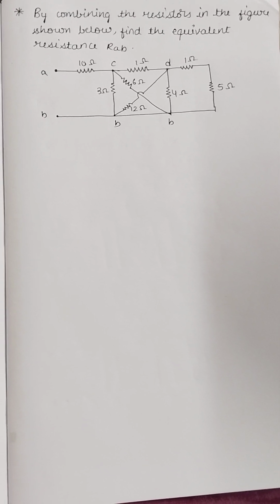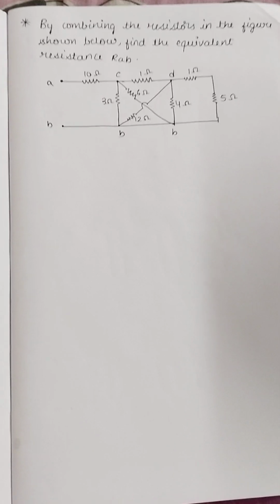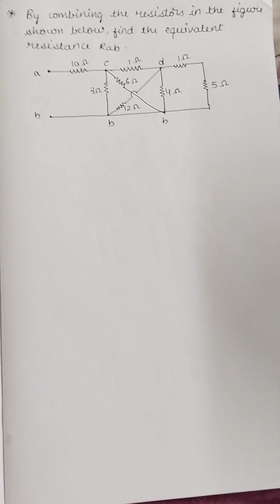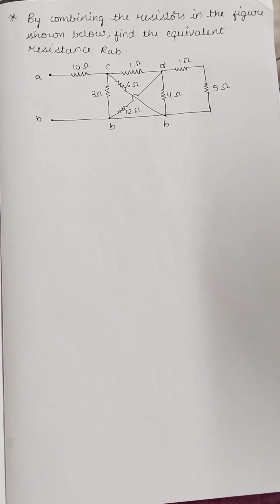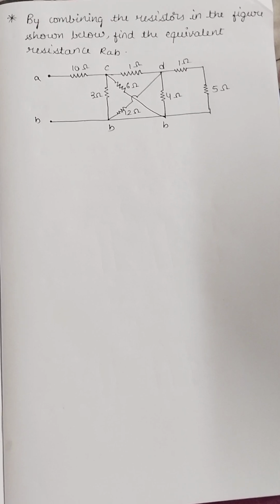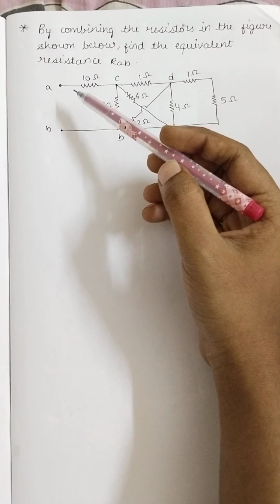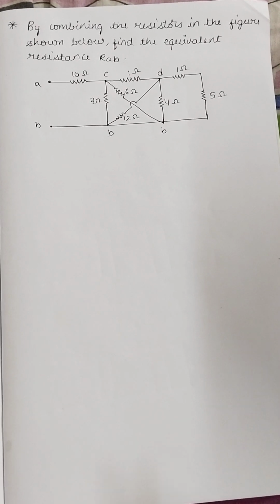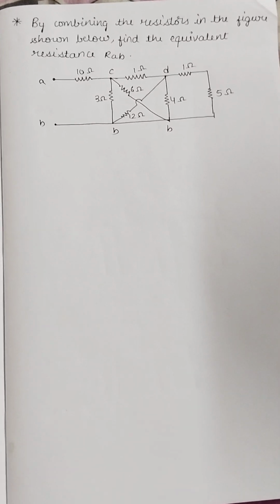Hello everyone, in this video I am going to solve a problem based on equivalent resistance. Here the question is, by combining the resistors in the figure shown below, find the equivalent resistance RAB. That is, we have to find the equivalent resistance in between the terminals A and B. So all we have to do is, first we have to redraw the circuit in a simplified manner.